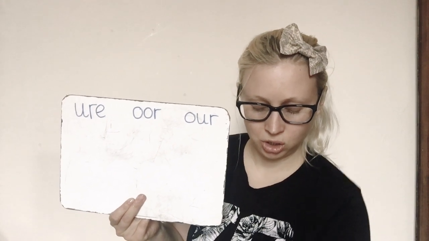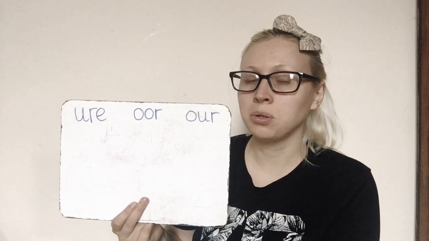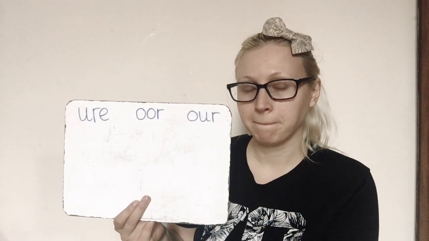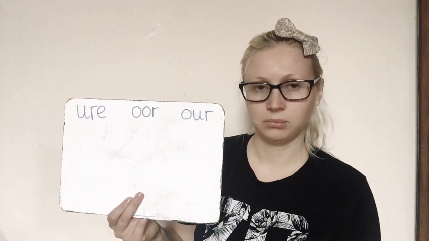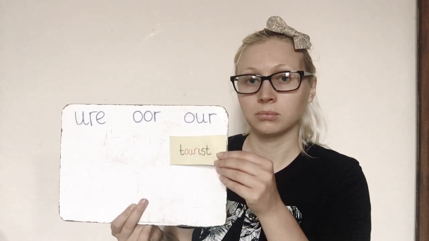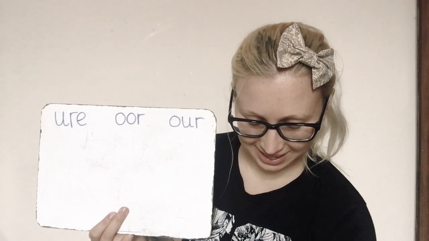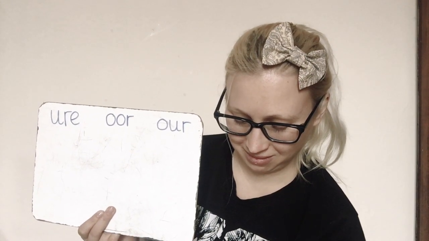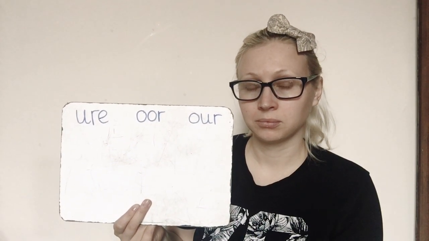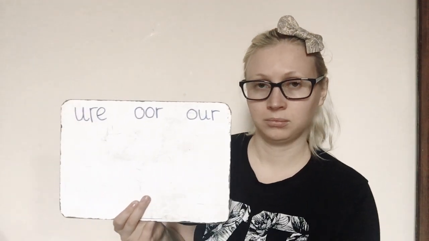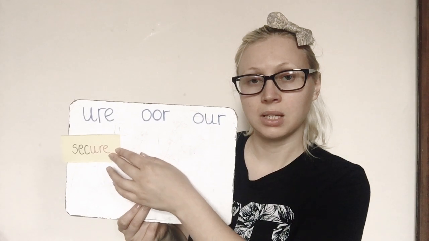Next, can you write the word tourist? Tourist, that was a t, wasn't it? The t before the oor. Well done if you got that one. That was a bit of a tricky one. Next, can you write the word secure? Secure.